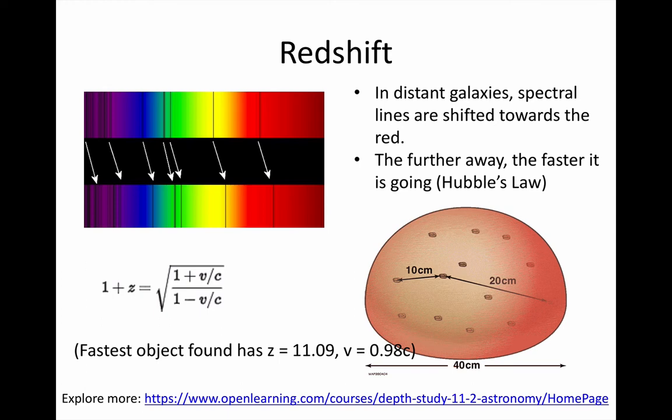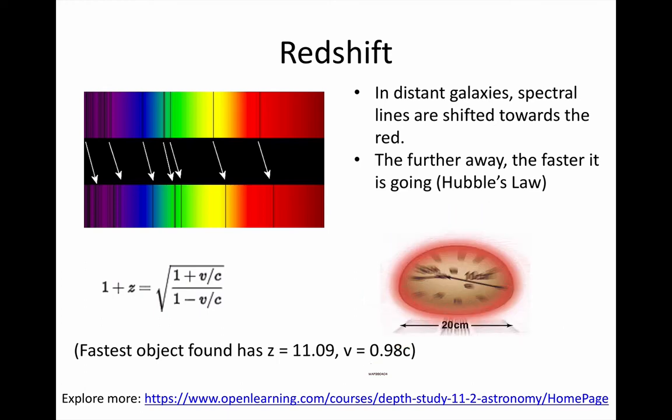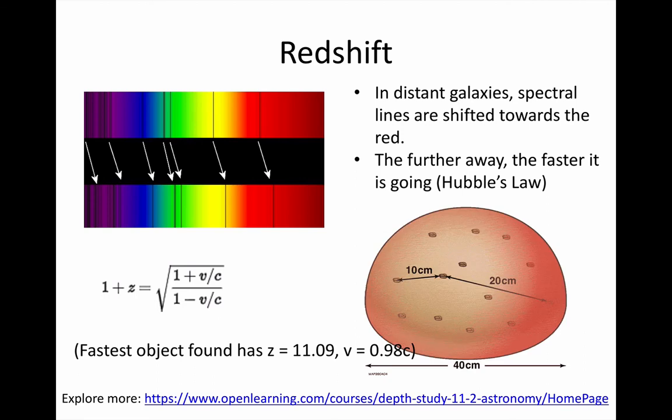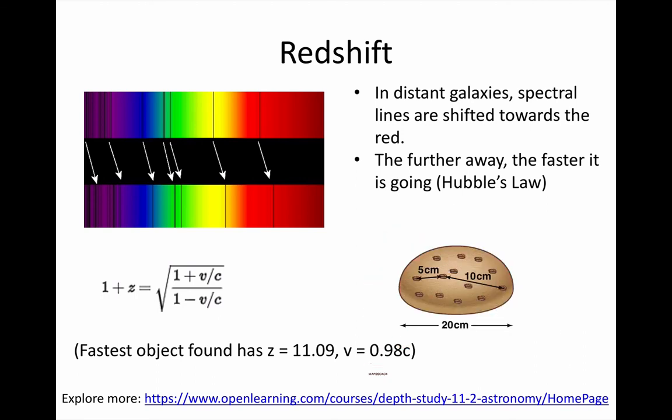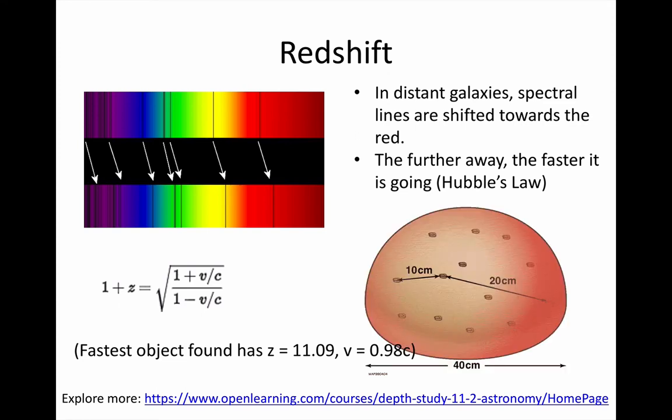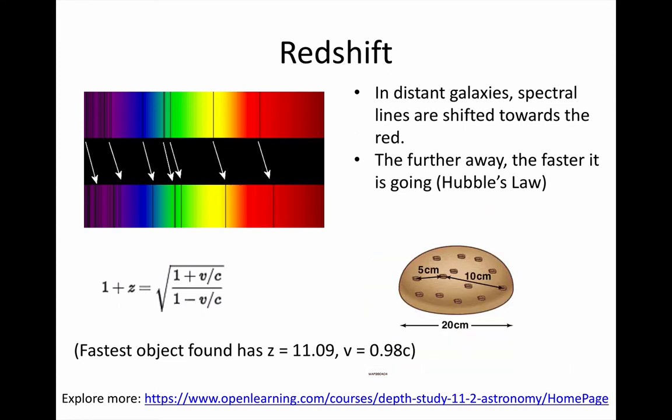And just for your interest, the fastest object that they have found to date has a redshift of 11.09, and if you plug that into the equation, you will find that that means its speed is about 0.98 times the speed of light.